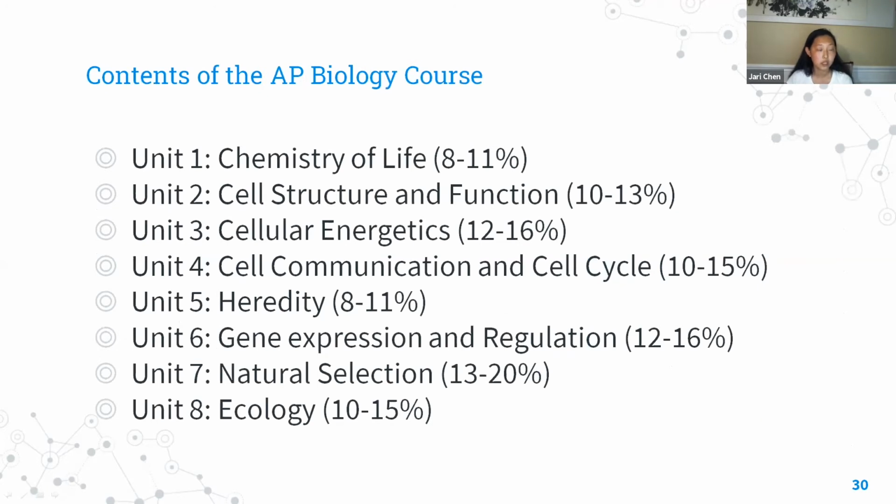Here are the contents of the AP Biology course. Unit 1 is Chemistry of Life, then Cell Structure and Function, Cellular Energetics, Cell Communication and Cell Cycle, Heredity, Gene Expression and Regulation, Natural Selection, and Ecology.